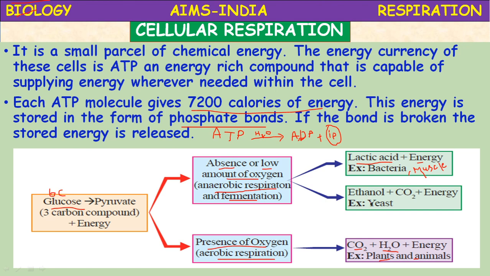In the presence of yeast, in the absence of oxygen, glucose is converted to ethanol or ethyl alcohol. This reaction is called fermentation. What is fermentation? The process of conversion of glucose into ethyl alcohol in the presence of yeast is called fermentation. Okay, children, this is the concept of cellular respiration.